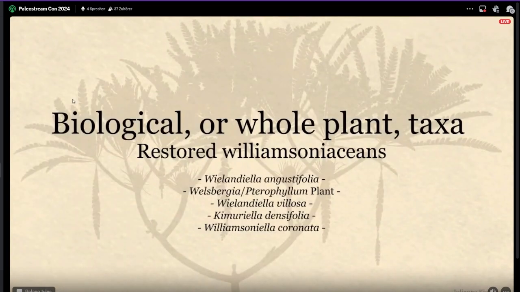So the main section I want to talk about is to go over a couple of taxa, which I have basically looked at and restored, basically just to give an overview of what we know of these plants as living organisms. But just a quick note, I've called them biological or whole plant taxa because unlike in vertebrates, you might be used to, say, we find one bone, we call it one thing, we find another bone, we call it another thing.